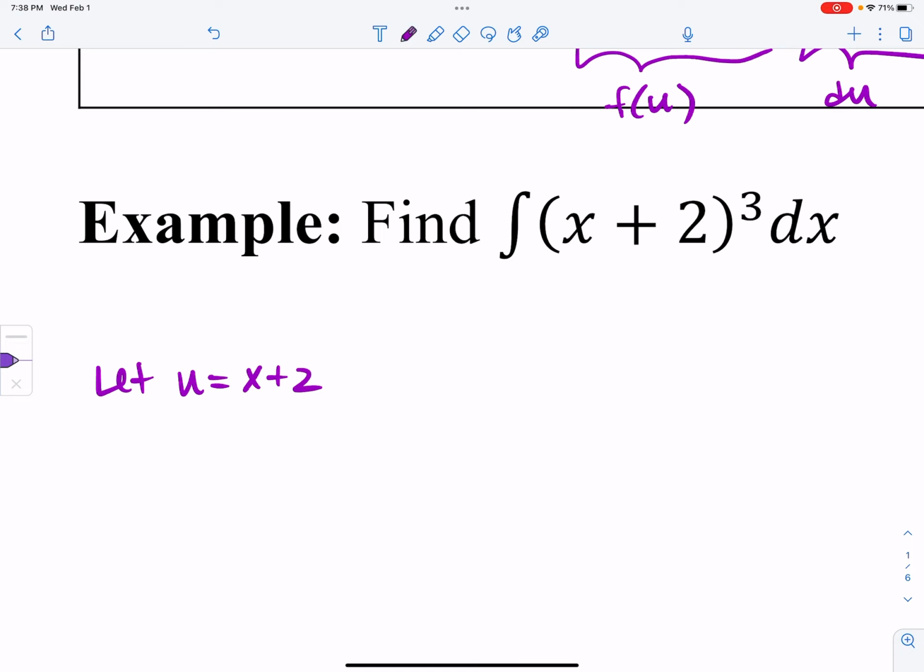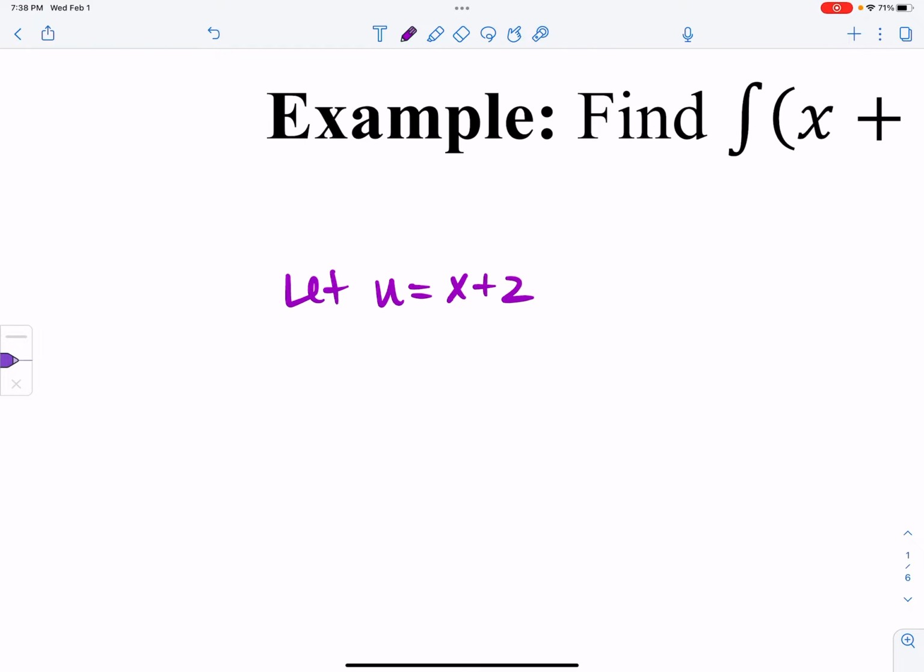And then after I do that, I'm going to think about differentiating u. So I'm focusing on this equation. I'm going to differentiate u with respect to x, and I write that as du over dx. And the derivative of u with respect to x, just thinking differentiation rules, is 1, right? The derivative of x is 1, the derivative of 2 is 0.